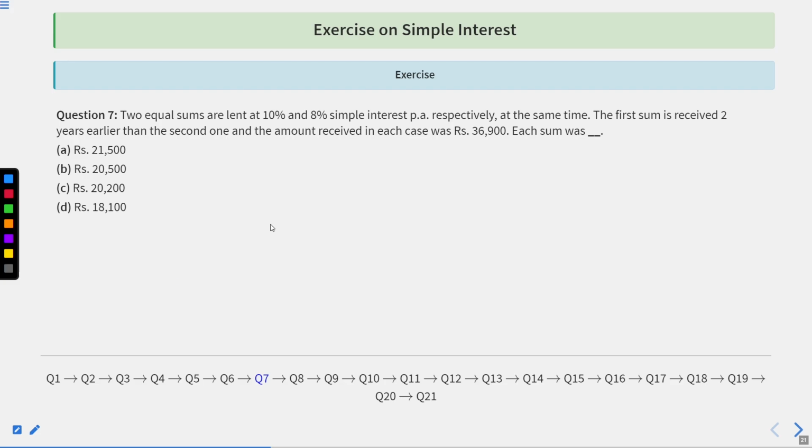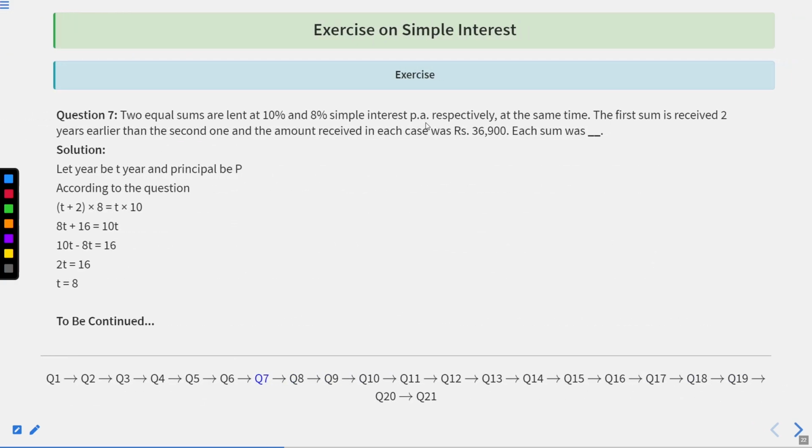Question number 7. Two equal sums are lent at 10% and 8% simple interest per annum, respectively, at the same time. So the first sum is received 2 years earlier than the second one, and the amount received in each case was rupees 36,900. Each sum was. So let us have a look over the solution.